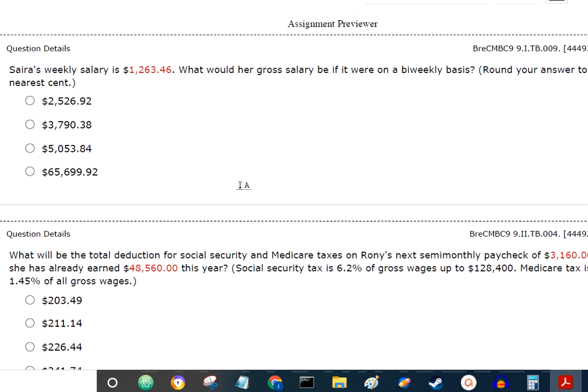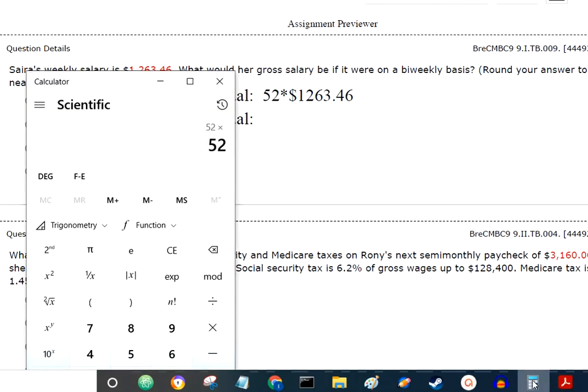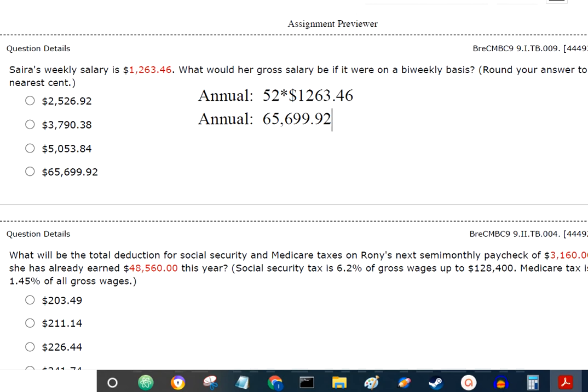Question 26, Sarah's weekly salary. What would her gross salary be if it was on a bi-weekly basis? So what I would first do is find out how much Sarah makes per year. It's weekly, so take 52 weeks and multiply it by her weekly paycheck. So annually, Sarah makes $65,699.92.